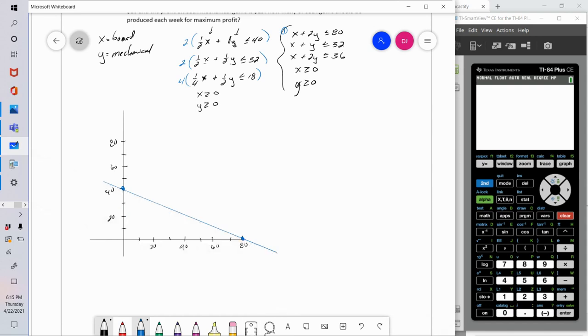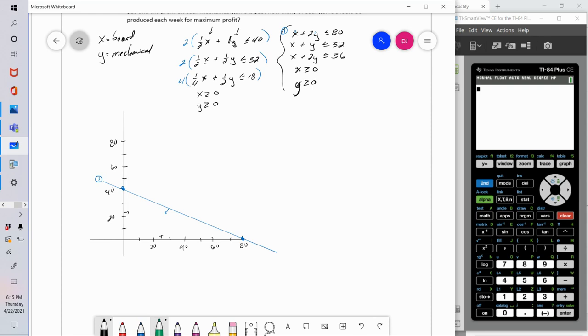Notice if x and y are both 0, 0 plus 0 would be less than 80. We are going to shade toward the origin. Remember that both x is greater than or equal to 0 and y is greater than or equal to 0. We're going to shade to the right of the y axis and above the x axis. So we're shading so far inside that little triangle.